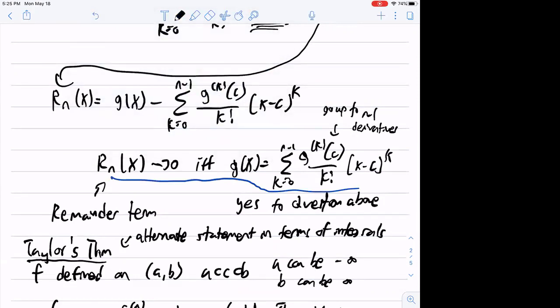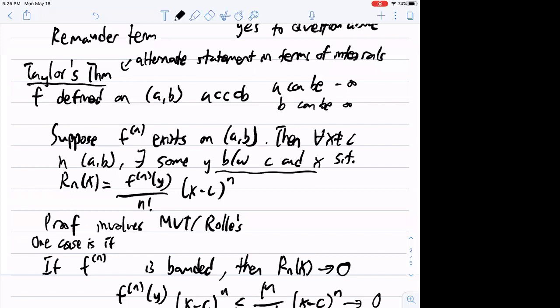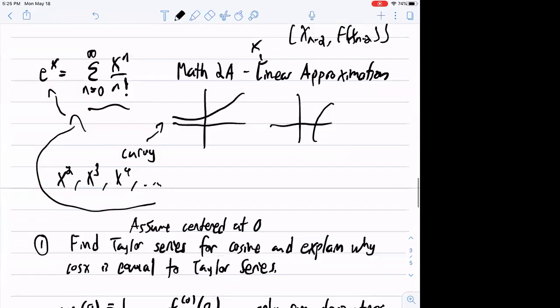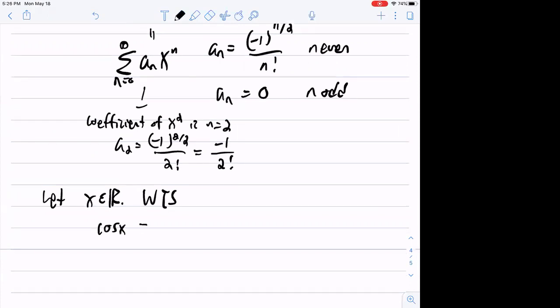But Taylor's theorem tells us some nice thing about Rn of x, right? It's bounded by the nth derivative. But I need to fix an x. So let x be in R. Want to show cosine of x is equal to the sum. So now x is like a fixed number. I need to show these are equal.